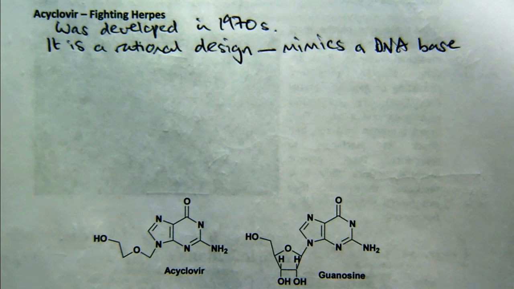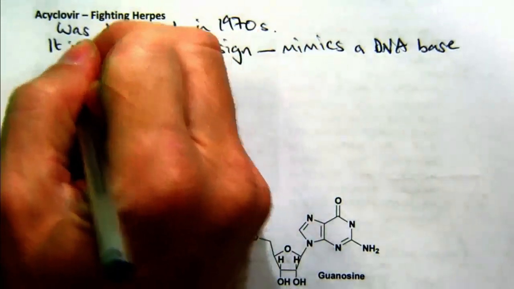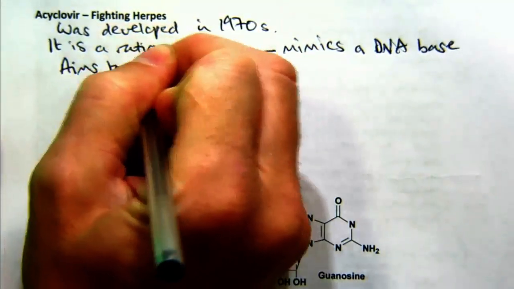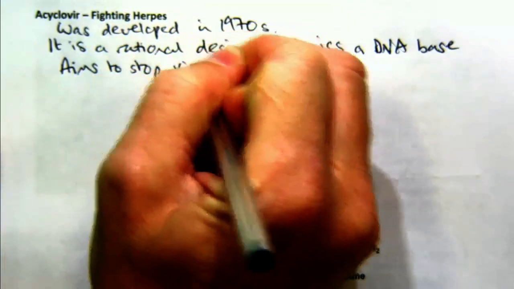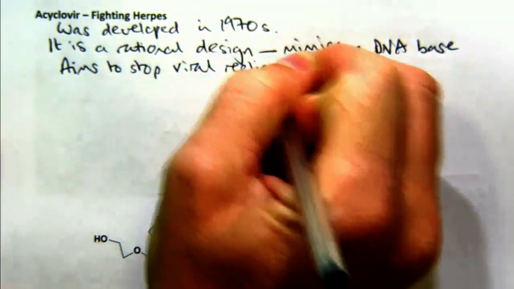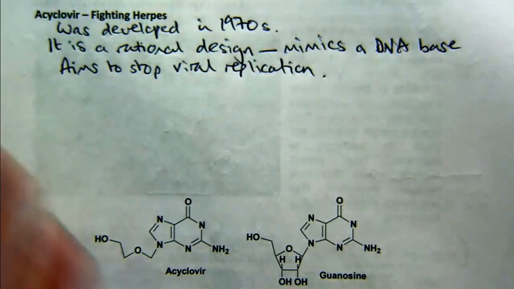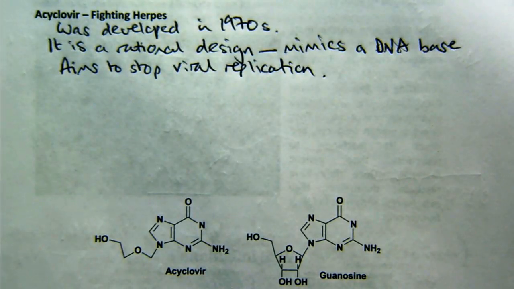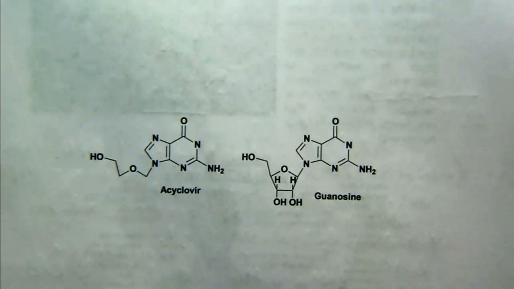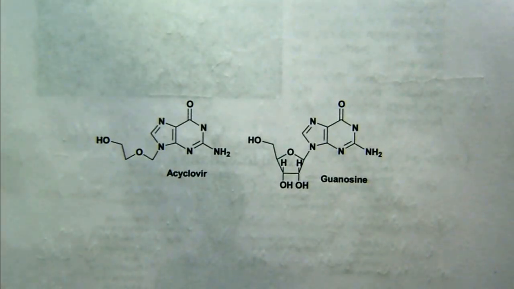So what it aims to do is it aims to stop viral replication. Because really, that's the one thing that you need to do with a virus. You need to stop it making copies of itself within the cells of your body. And it does this in a very specific way. So we'll come and look at the structures and then we'll go back and make a few notes above.